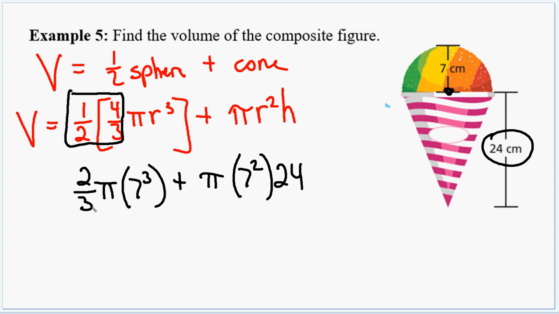So let's see what we got here. If we cube the 7 and then take 2/3 of it, I believe we get 392 pi plus, hold on, back up. I think I'm looking at that wrong in my notes.